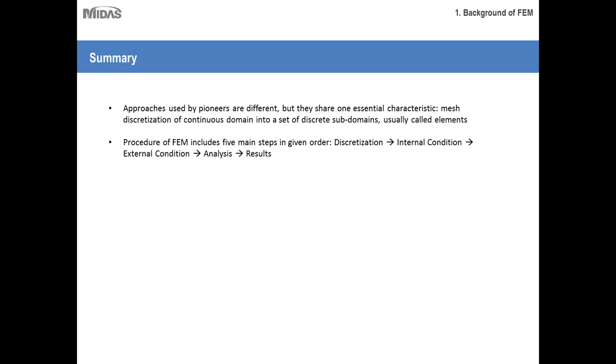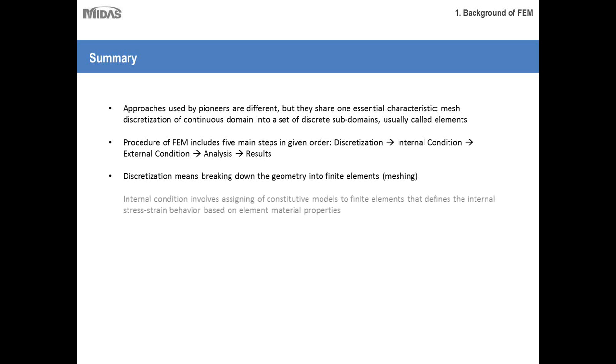Procedure of finite element method includes 5 main steps in the given order. First, discretization, then internal condition, where you apply constitutive material models, then external condition, where you apply boundaries and loads, then analysis and result. Discretization means breaking down the geometry into finite elements. It's also known as meshing in our day-to-day language.